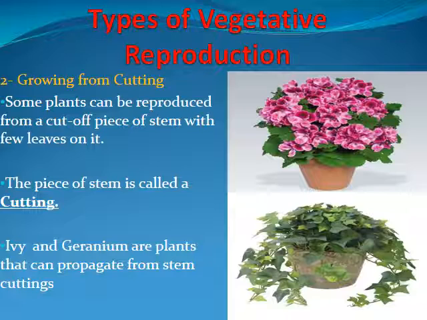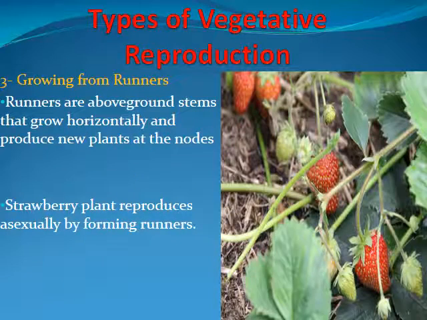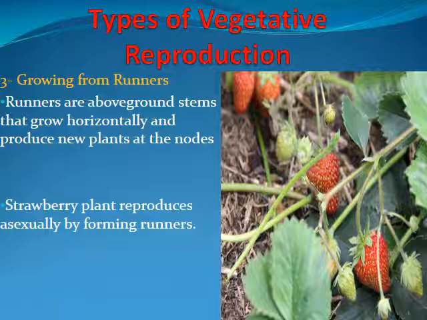These figures show the geranium plant and the ivy plant. Other plants can grow from leaf cutting. Do you know a type of plant that can grow from leaf cutting? Yes. Pineapple. Excellent, Kemal. Thank you. The third type is growing from runners.